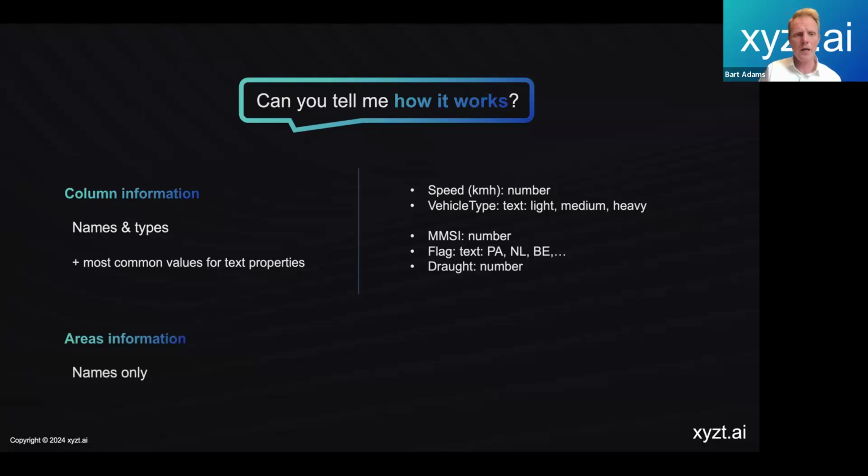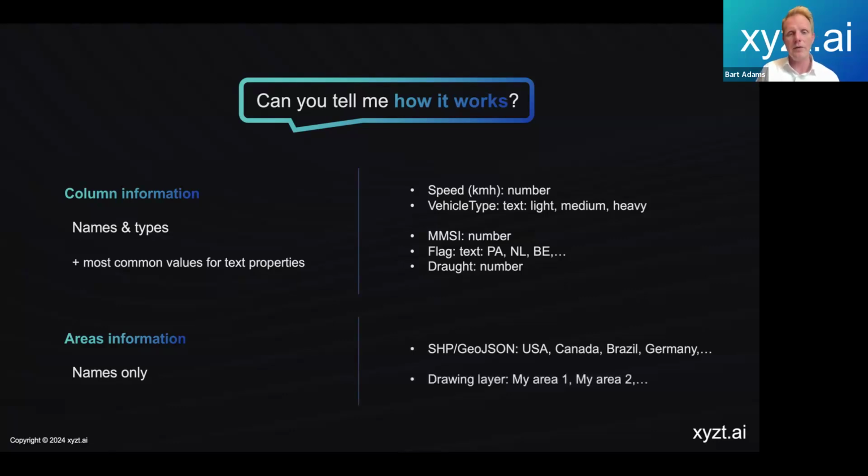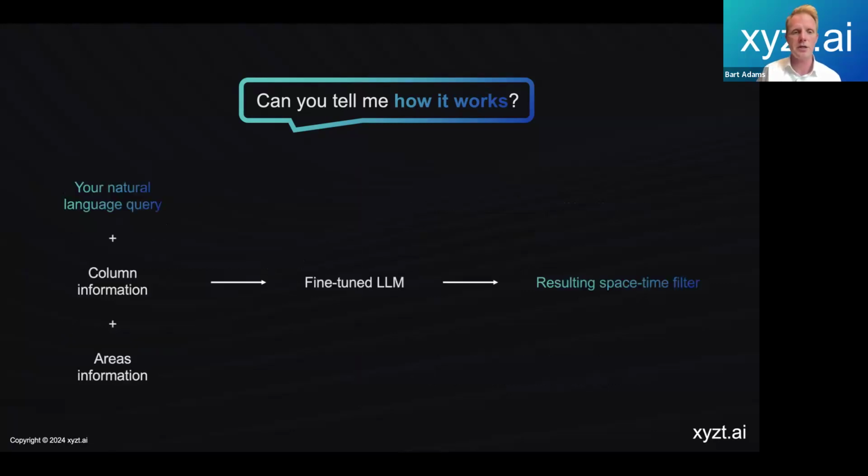Then the areas, those are just the names. We only send the names. We don't send any geometry or any polygons. If you would have uploaded a shapefile or a GeoJSON file, for example, a world.shape file, which has all the countries in the world, we send the names of those countries to the AI model. If you have a drawing layer and you drew some shapes on the map, like areas, and you gave them the names, my area 1 and so on, we also add that to the picture. And that's basically what is there.